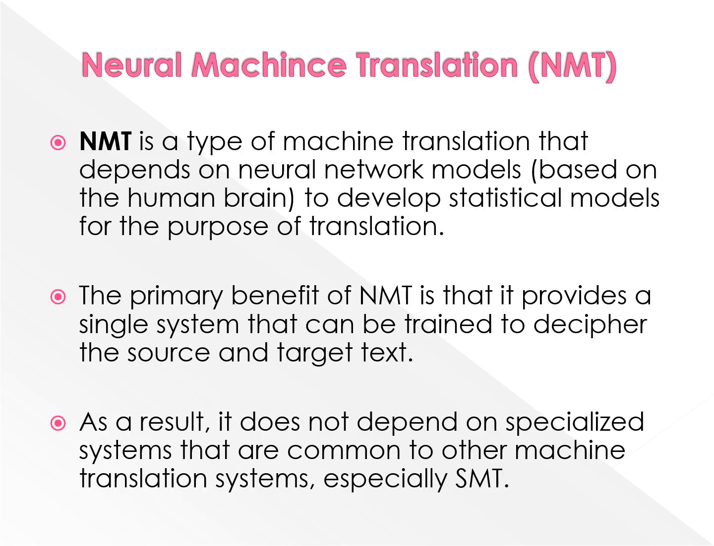And the next type of machine translation is called neural machine translation, or NMT. It is a type of machine translation that depends on neural network model based on human brain to develop statistical models for the purpose of translation. The primary benefit of NMT is that it provides a single system that can be trained to decipher the source and target text. As a result, it does not depend on specialized systems that are common to other machine translation systems, especially the SMT one.